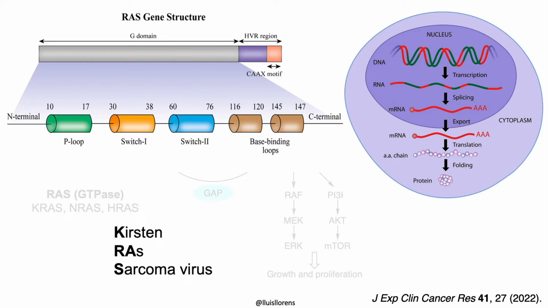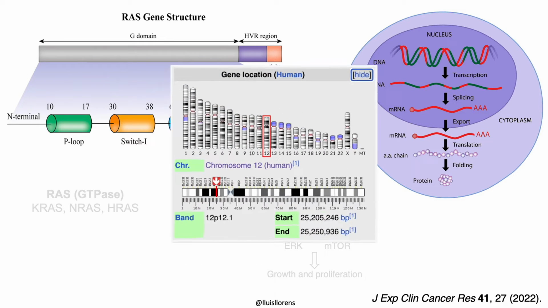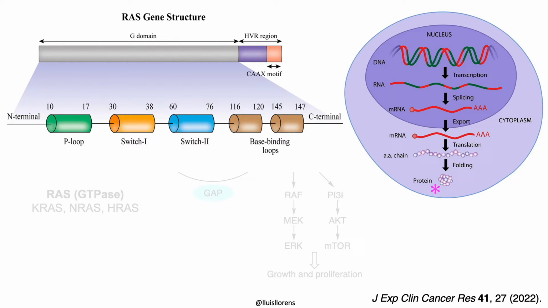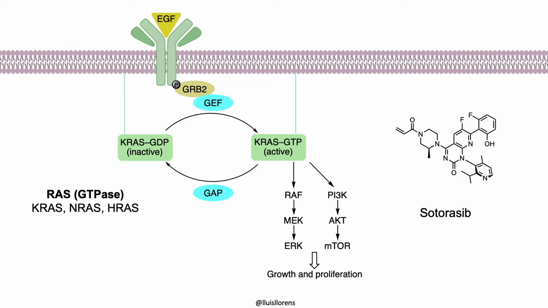KRAS, Kirsten rat sarcoma virus, is a gene located at chromosome 12 in humans that provides instructions for making a protein called KRAS. The protein is a relatively small membrane-bound GTPase that relays signals from outside the cell to the cell's nucleus. In a previous video, I talked about the mechanism of action of sotorasib.